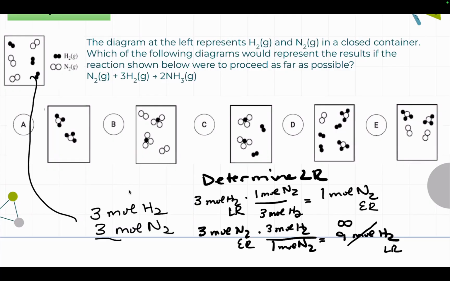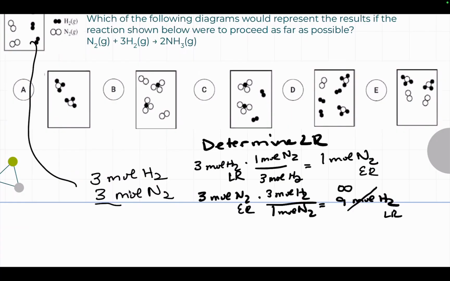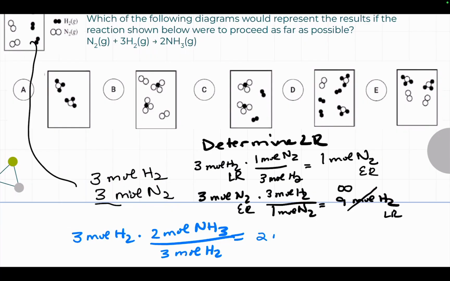So now that we know who the limiting is, we're going to start with our limiting, the 3 moles of hydrogen, and try to figure out how many moles of ammonia we should draw. And when we do this, you can see, I'm doubting myself now, 3 moles, 3. So you would need to draw 2 moles of ammonia.